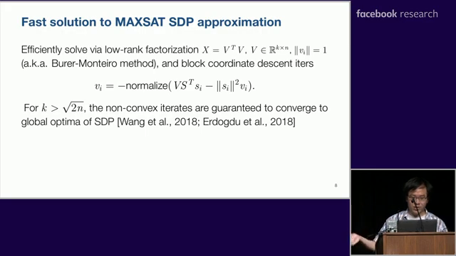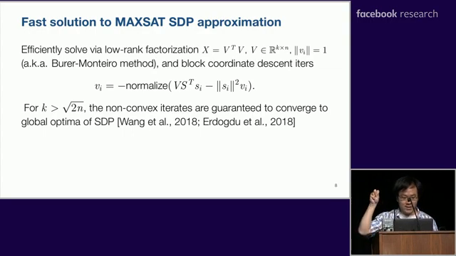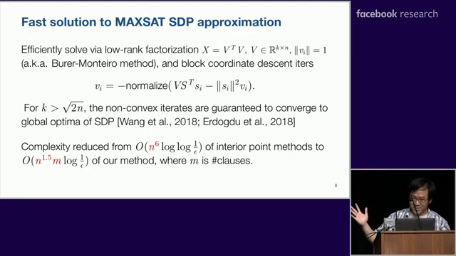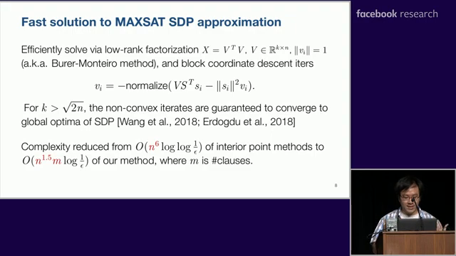For a sufficiently large k, that is the dimension of the unit sphere, the optimization procedure converges to the global optimum of the SDP, despite the formulation now being non-convex. We proved this concurrently with another team at MIT. In conclusion, the complexity of solving the SDP reduced from n to the 6th to n to the 1.5 times m, where m is the number of clauses that is usually less than n in our settings.